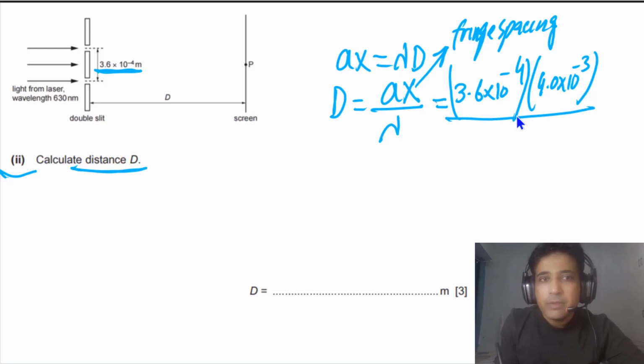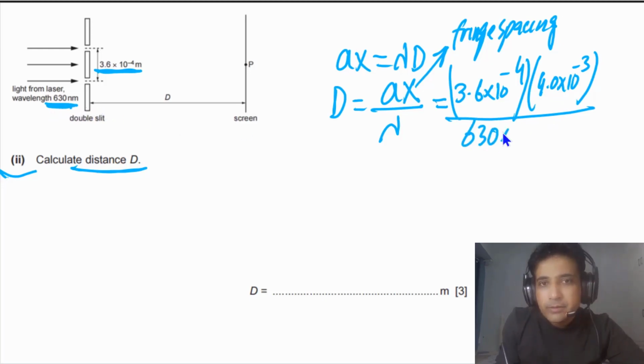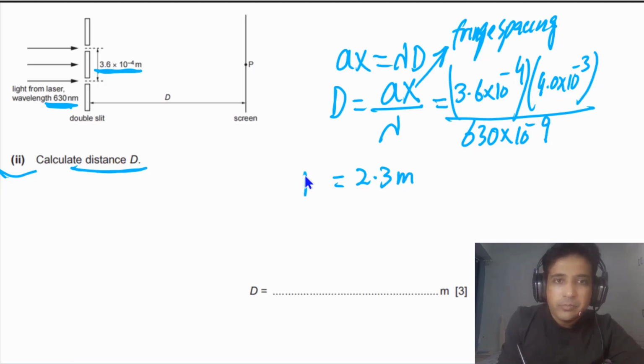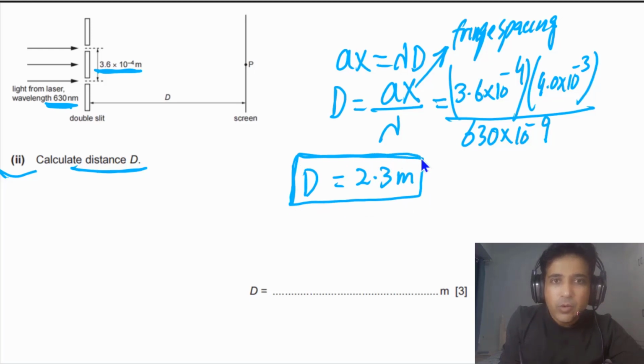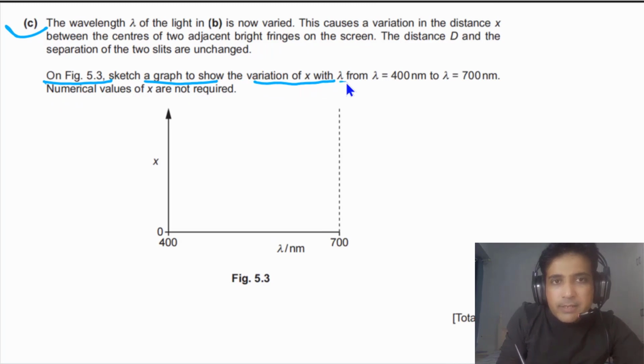And the value of lambda is given: 630 nanometers, 10 to the minus 9. Now if we solve this, the value of D will be equal to 2.3 meters. So this is what you need to calculate. It is a straightforward question if you understand the Young's double slit equation. For part C on figure 5.3, we need to sketch a graph to show the variation of x with lambda.